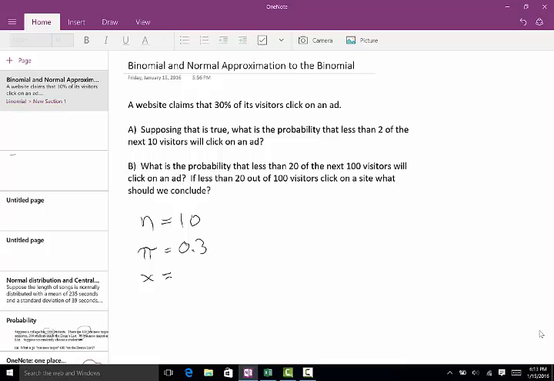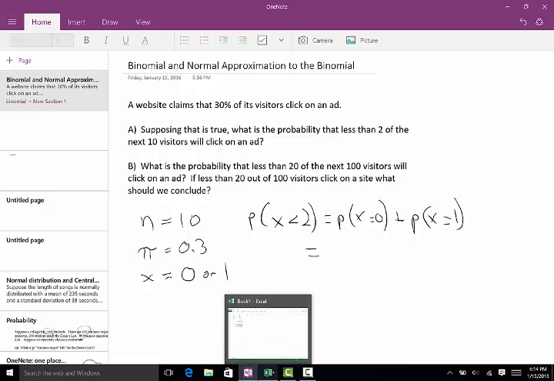X is the number of successes. Here you have to go slowly. What is the probability that less than 2 of the next visitors will click on an ad? So we don't want 2. Less than 2 could be 0 or 1. So the probability that x is less than 2 would be the probability that x equals 0 plus the probability that x equals 1. 0 or 1. And in probability, we can add those two.